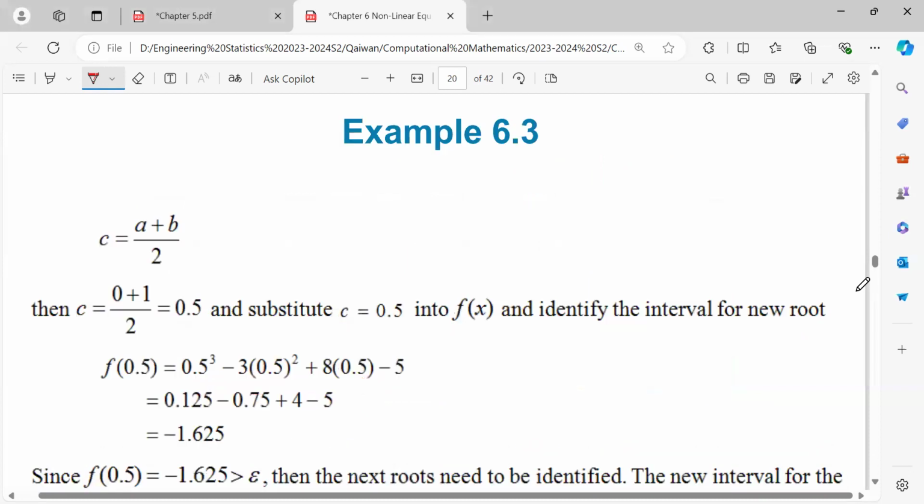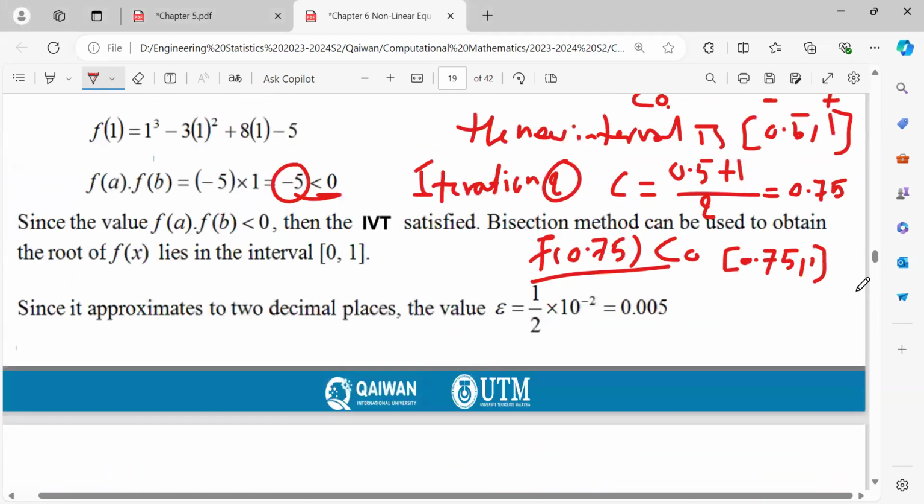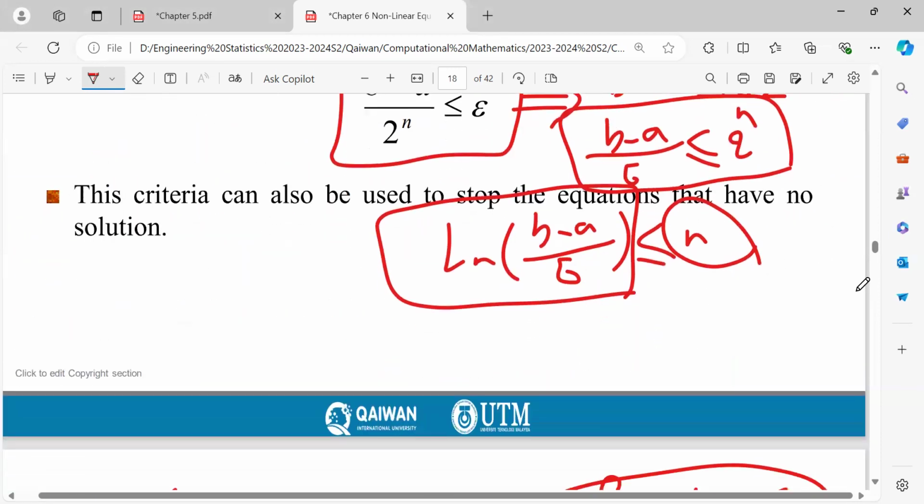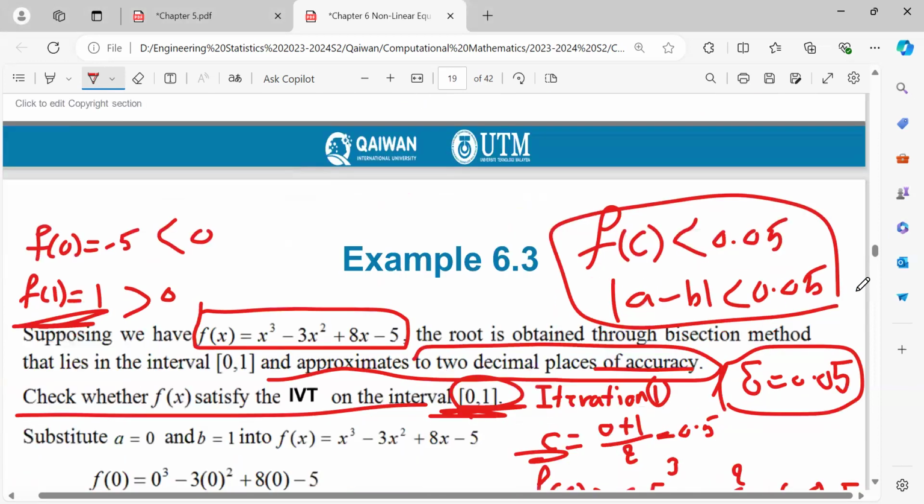And always, if the error is not given, and it says rounded to that number of decimal places, use this rule. For 4 decimal places, it is 0.0005. For 2 decimal places, it is 0.05. For 3 decimal places, it's 0.005. That's it.